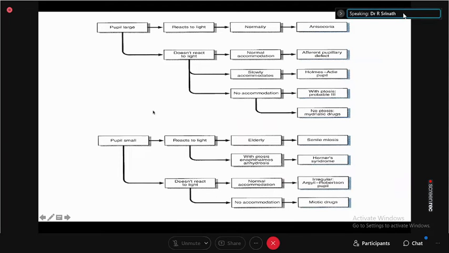Whenever the pupil is small, if it still reacts to light, it may possibly be senile miosis. Whenever there are, along with that, features of Horner syndrome, like anhidrosis and enophthalmos, that is possibly Horner's, and it does not react to light. And whenever there is normal accommodation, it may be the Argyll-Robertson pupil, which you have recently studied. And whenever there is no accommodation, there are some drugs which can cause miosis also. So this is a way to approach pupillary abnormality.